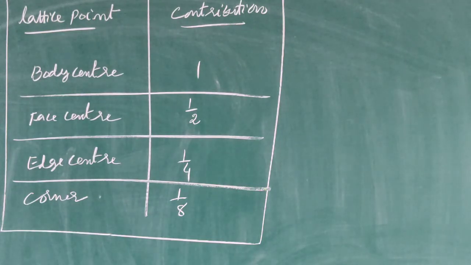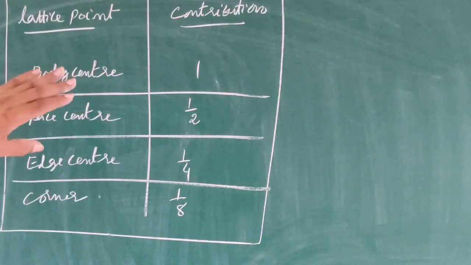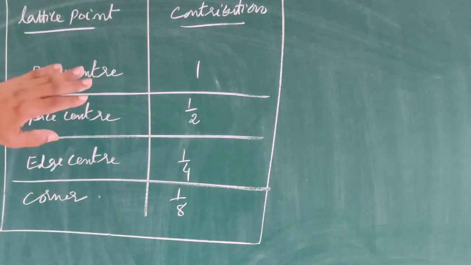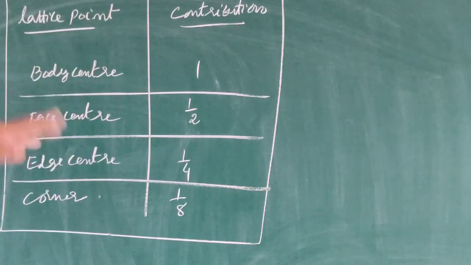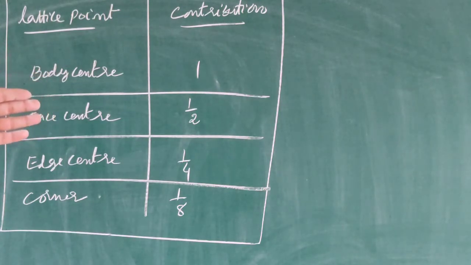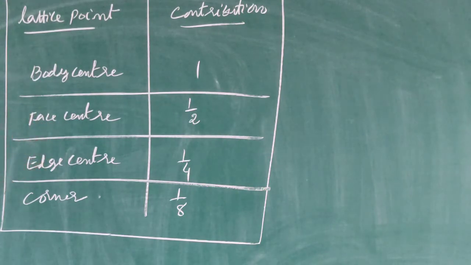Okay. So the contribution of the body center is 1 by 1, that is equal to 1, because the body center belongs to the one unit cell only. Okay. Face center. Suppose you observe this board, this board is attached to the wall. This wall is related to both the rooms. Like this, the face center can be shared by two unit cells. So 1 by 2.